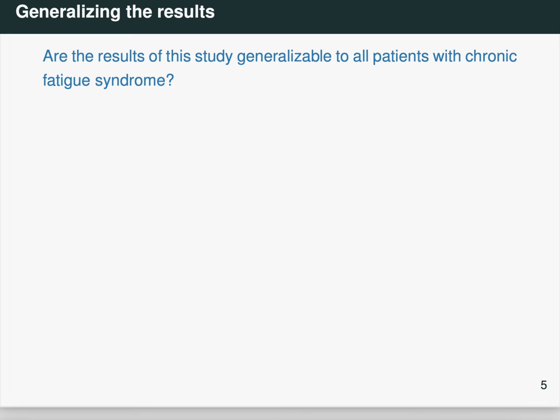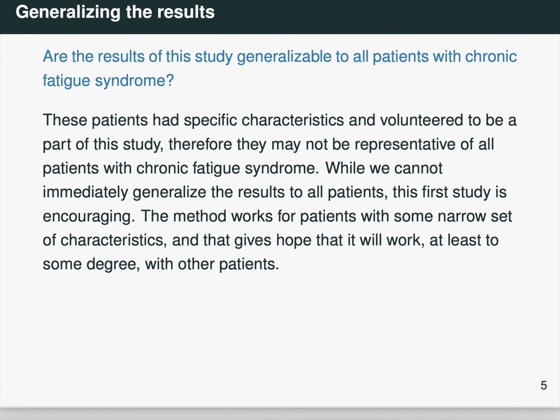Are the results of this study generalizable? This is the big piece when we study in medicine, right? We want to know, can this sample group be generalized to the whole population? And so these patients have specific characteristics and they volunteered. The fact that they volunteered right there makes it very hard to generalize this because there wasn't necessarily a clear criteria for the sample, and so the sample may not have characteristics in common with the population.